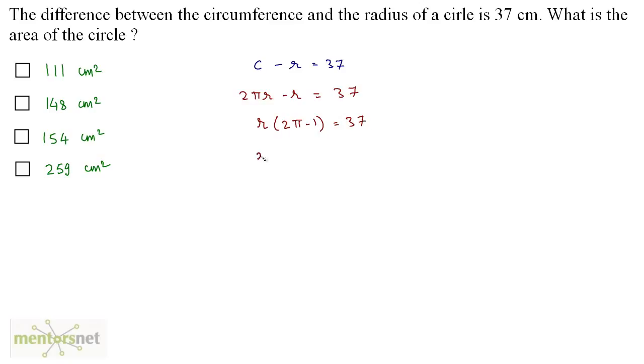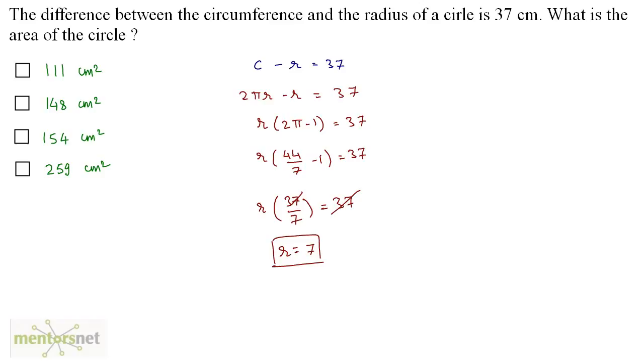And that is r into 2 pi is 2 into 22 by 7, that's 44 by 7, minus 1, is equal to 37. So r times (44 minus 7) by 7. So 44 minus 7 is 37, by 7, is equal to 37. So this gets cancelled out. r is equal to 7.